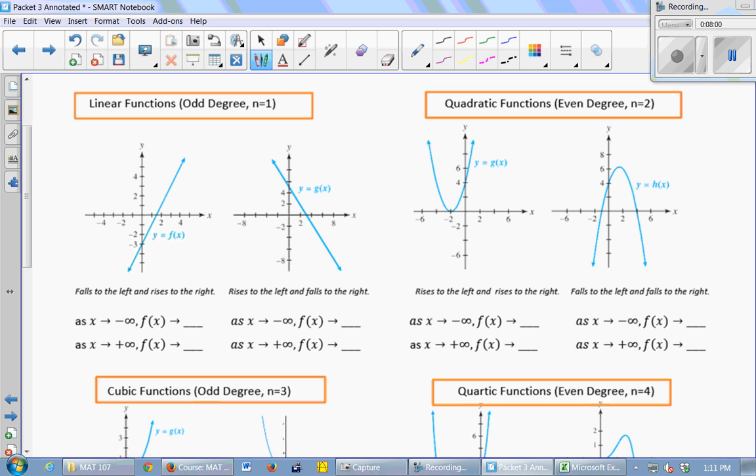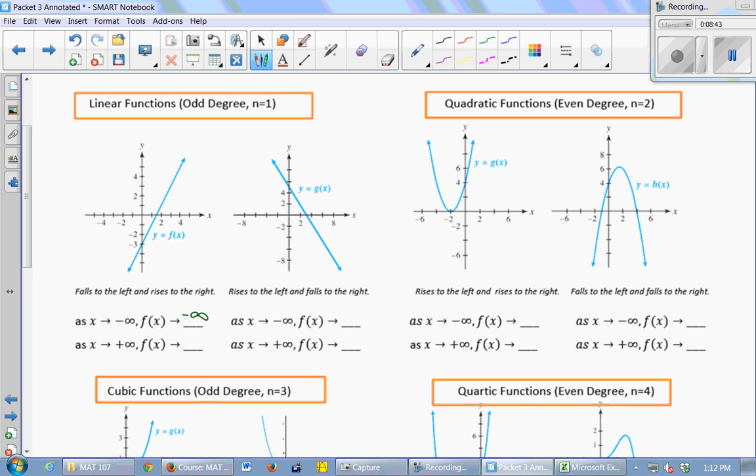So here are two linear functions. This one on the left, as you travel this graph moving to the left, it's falling, right? And as you travel this graph moving to the right, it's rising. The way we describe that is called arrow notation. You would read this as x approaches negative infinity. That means you're moving left, right? Because x is left and right, and we're going towards negative infinity, so we're moving left. As you follow that graph to the left, f of x is falling, so the y values are approaching negative infinity. You read those arrows as approaches.